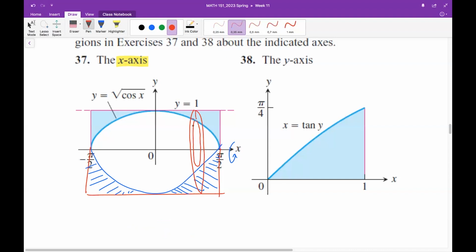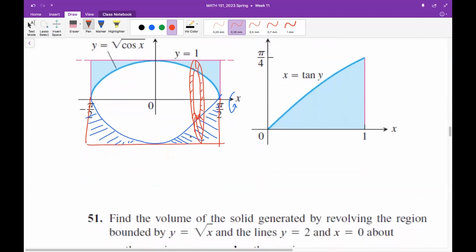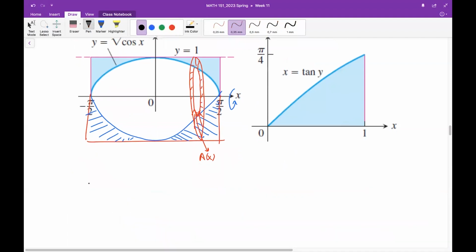The slices are now not whole disks because of the empty part inside. These are rings. And I will try to express the area of this ring in terms of x. Why in terms of x? Because the integral giving us the volume should be in terms of x. As you can see from the picture, all those rings are moving through the x-axis. That's why the integral will be with respect to x, and the area of that ring should be expressed in terms of x.